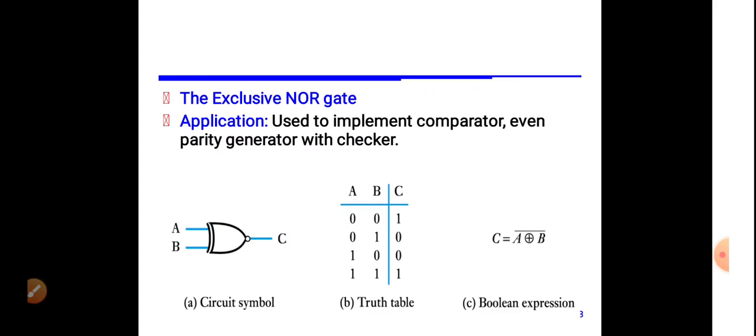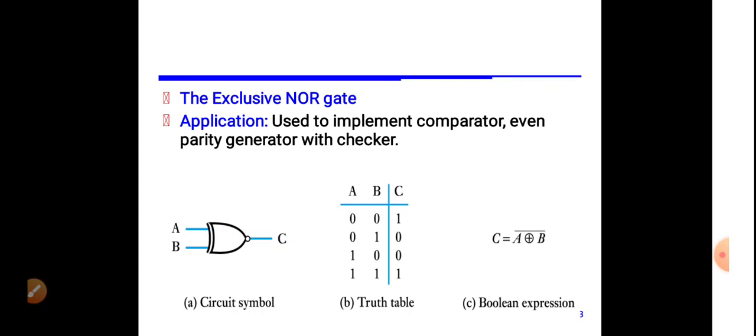If I want to make this a generalized statement, I can say that whenever there is an even number of ones, the output is 1. Whenever there is an odd number of ones, the output is equivalent to 0. That is the reason it is also called an even parity generator. So the exclusive NOR gate is also called an even parity generator.